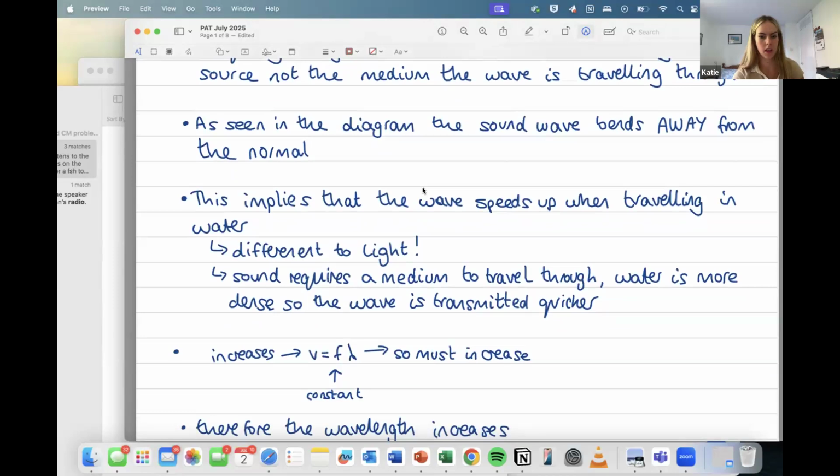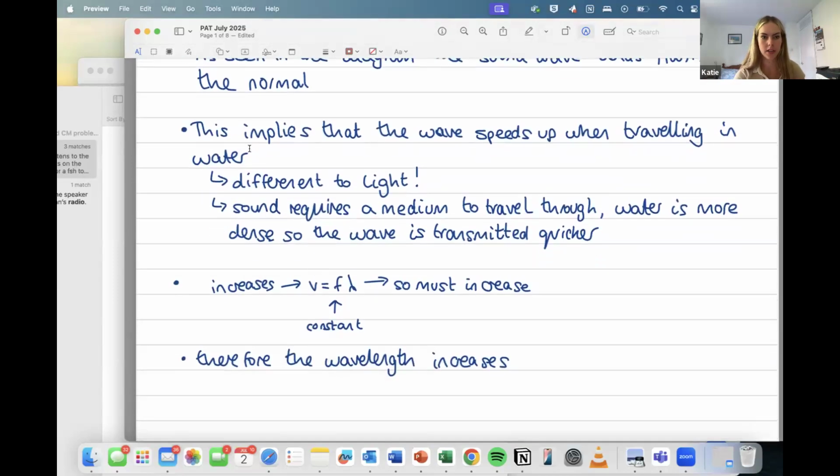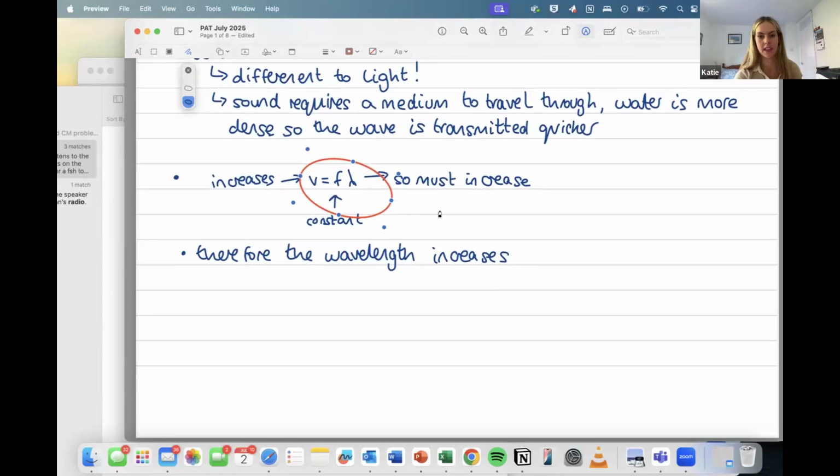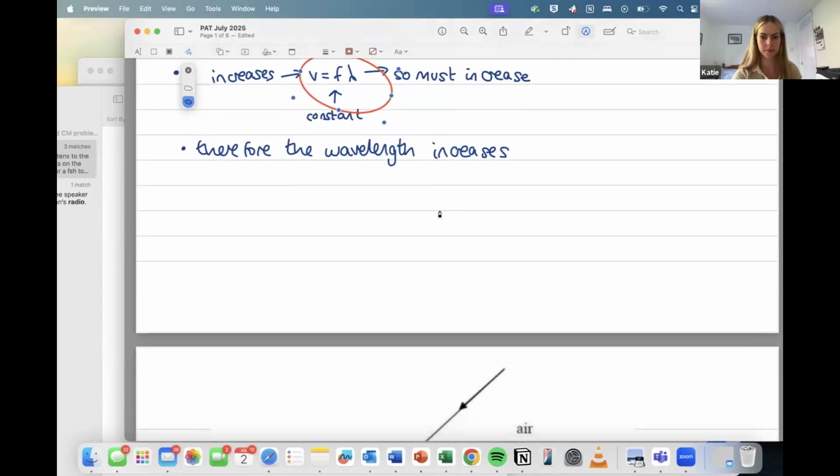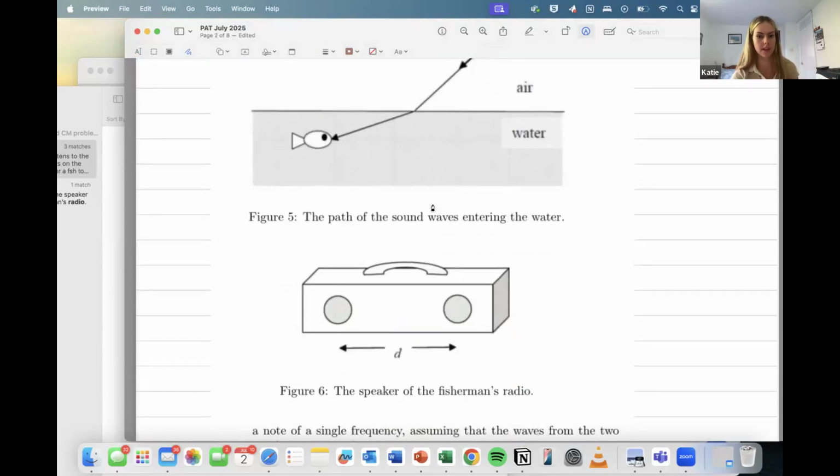So it does increase. We're going to go back to this equation, which is a really important one. We're saying that f is constant and v increases, so we can infer that the wavelength must also increase. So the wavelength increases as it enters the water. That's all using this diagram.